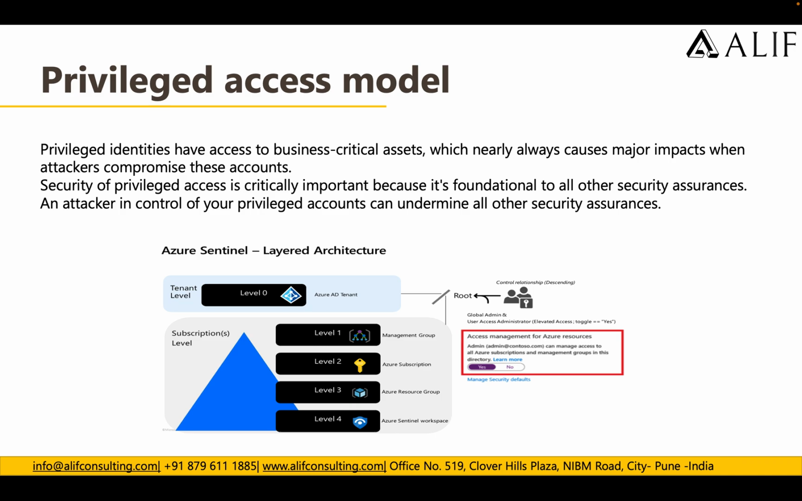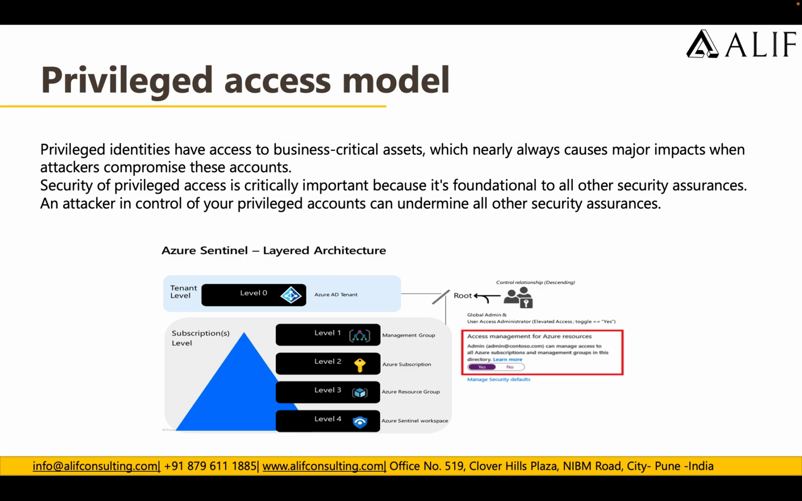Privileged access model, that's something that has been used in Azure by giving granular access. Privileged identities have access to business-critical assets, which nearly always cause a major impact when an attacker compromises these accounts. Security of privileged access is critically important because it's foundational to all security assurances, and attackers in control of your privileged accounts can undermine all other security assurances. So that's something that needs to be taken care of and understood whenever you're giving RBAC.